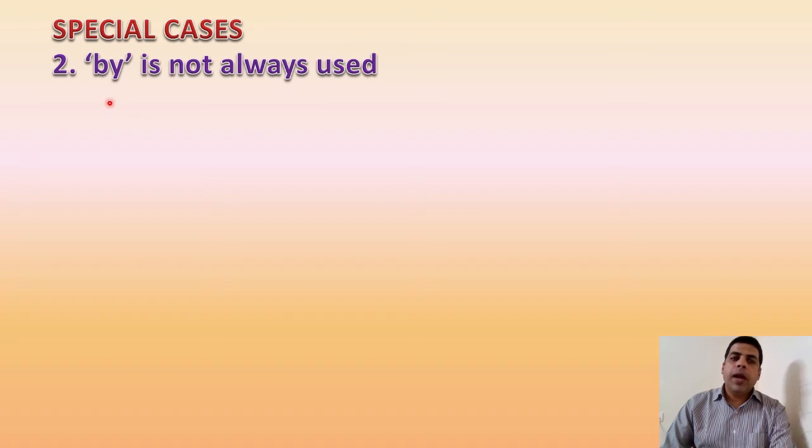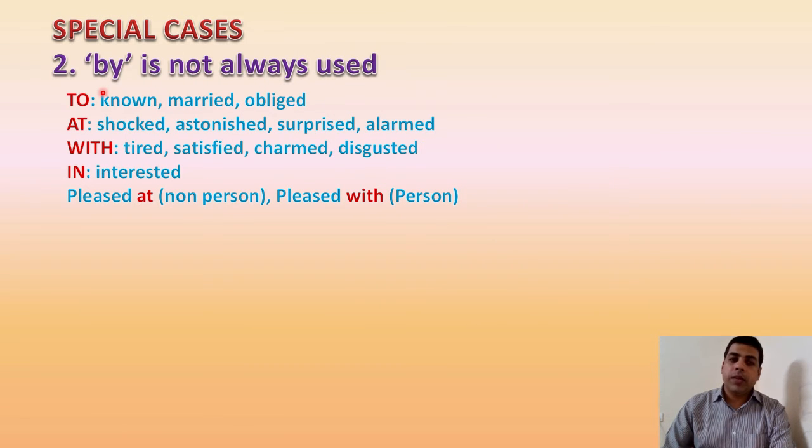Let's look at special case 2. This is related to the preposition by. The preposition by, in the beginning also I have already mentioned, is not always used. Now some special prepositions will be used with words like known, married, obliged. The preposition at will be used with shocked, astonished, surprised, alarmed. The preposition with will be used with tired, satisfied, charmed, disgusted. The preposition in will be used with interested.